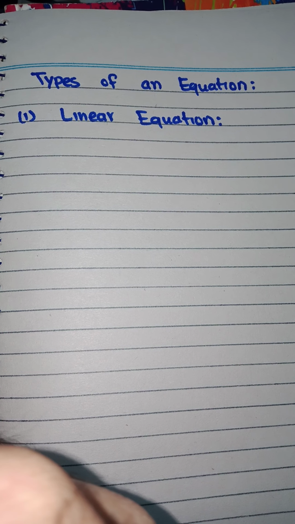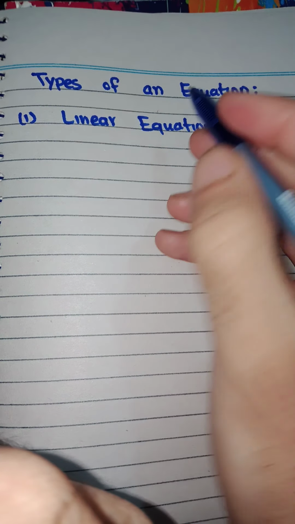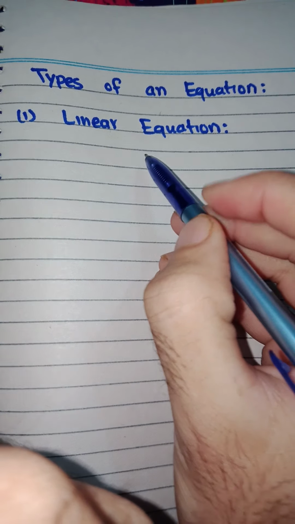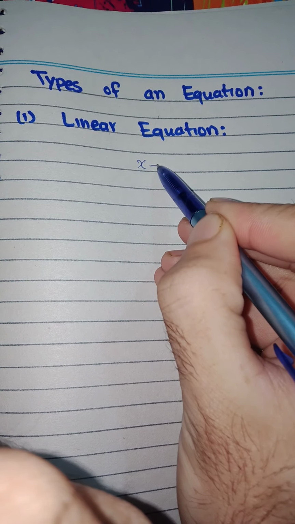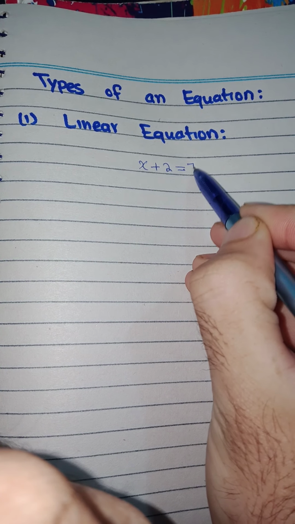Today we will discuss the types of equations. First of all, we have the linear equation. A linear equation is an equation of degree 1. Let's suppose we have an equation x plus 2 is equal to 7.